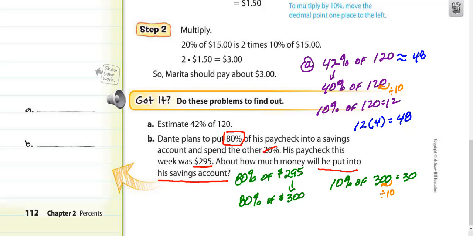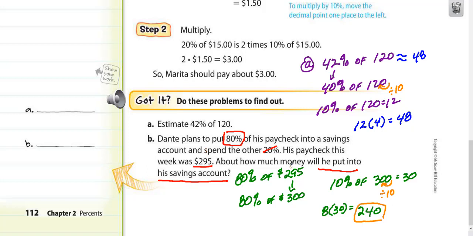So let me scroll down just a tiny bit. So we need 8 groups of 30 because, that's a terrible looking 3 by the way, we need 8 groups of 30 because there are 8 groups of 10% in 80%. So we know 8 times 3 is 24, so 8 times 30 is 240. It's 10 times as much as what 8 times 3 would be. So 240 is approximately how much money Dante will put into his savings account.